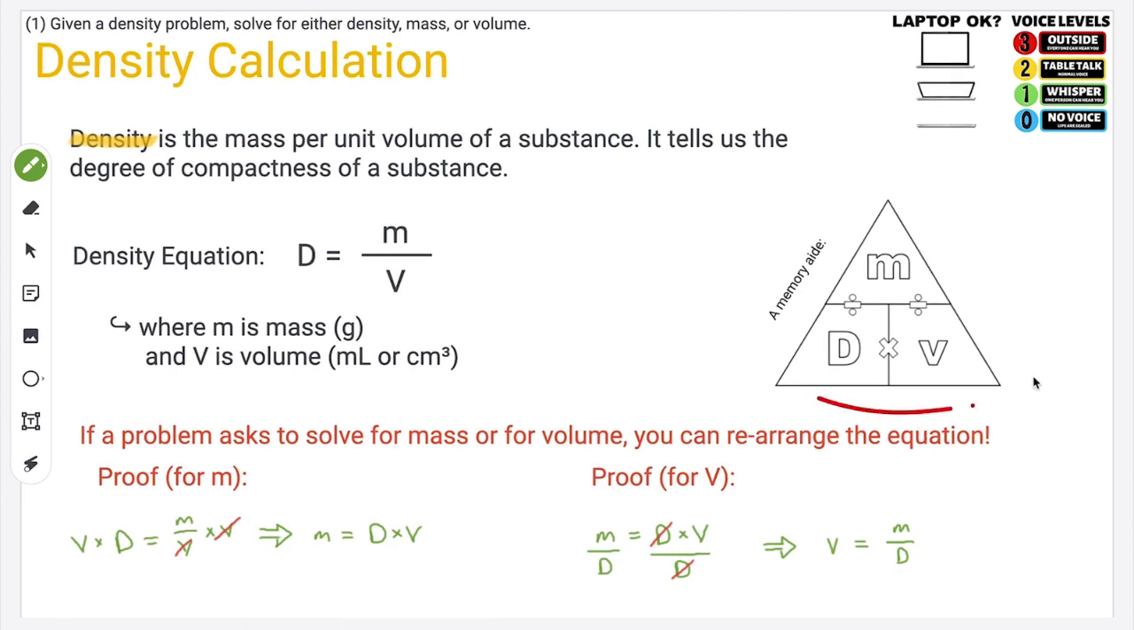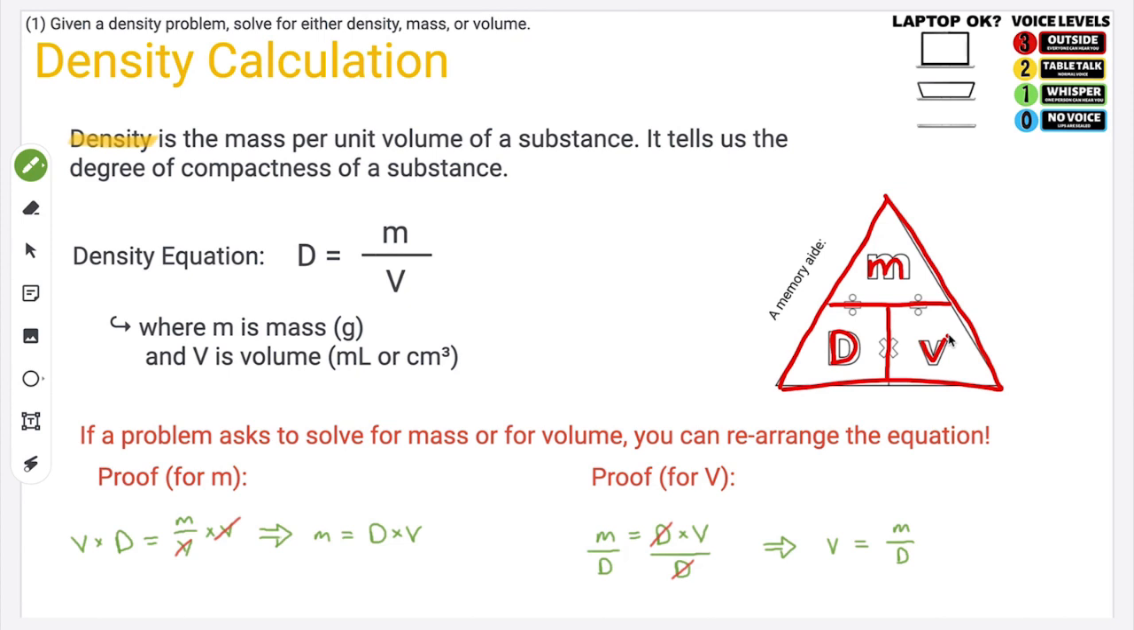What was this triangle for? It's just an easy way to remember the three equations, just by drawing a triangle. Now, if you have this triangle, you do have to remember the locations of D, M, and V. You start writing from left to right. D has to be on the very left. M has to be on top, and V has to be on bottom. That's just how it works, okay? Those are where the locations are.